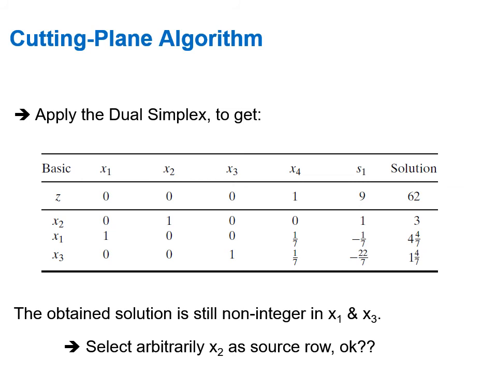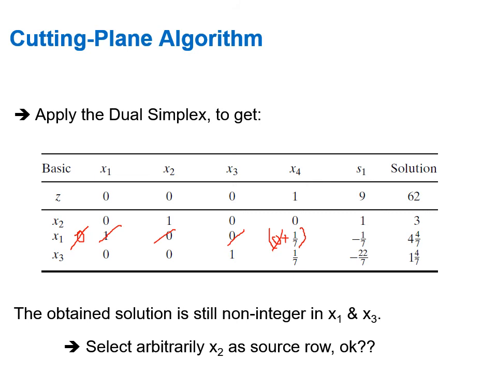Try to write a cut. The first thing is to write every coefficient as an integer plus a positive fraction. The z coefficient here is 0. So it's integer, eliminated. x1 integer, eliminate. x2 integer, eliminate. x3 integer, eliminate. So x4 is 0 plus 1 over 7. Okay. So we can write this x4 coefficient as an integer plus a fraction like this, and this 0 is eliminated. s1 coefficient: minus 1 over 7.